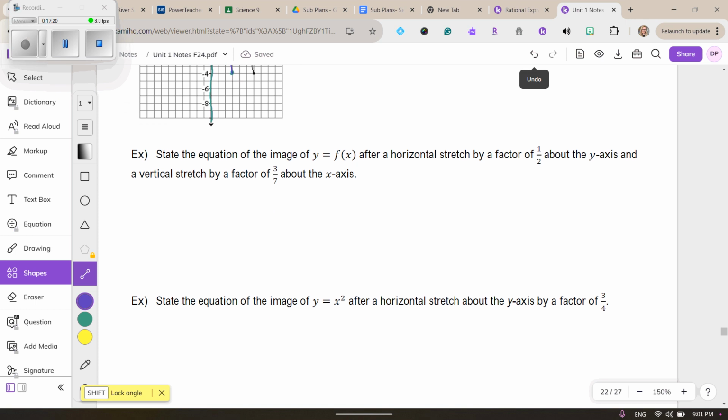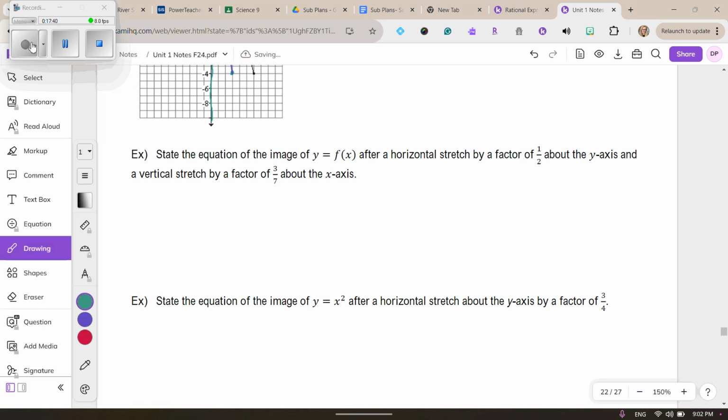State the equation of the image of y equals f of x after a horizontal stretch by a factor of 1/2 about the y-axis, and a vertical stretch by a factor of 3/7 about the x-axis. So if we are making an equation, I recommend doing replacement notation. I have 2 replacement notations to use here. I have to replace x and y. So the horizontal stretch by a factor of 1/2 means that x is going to get replaced with 2x.